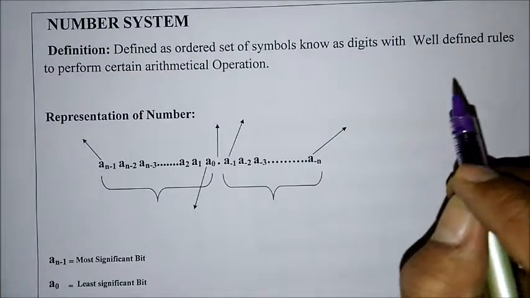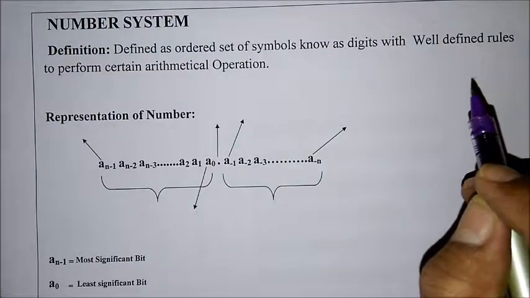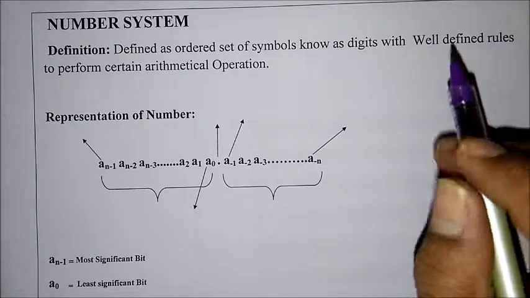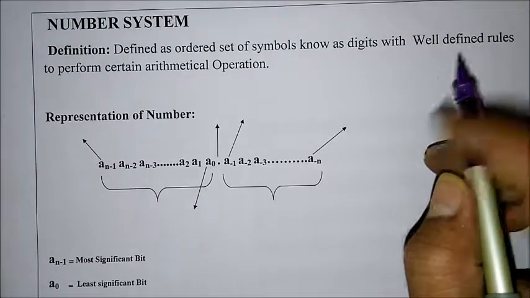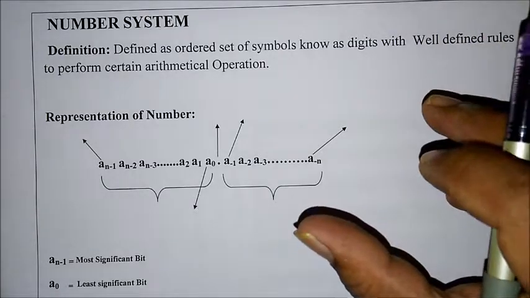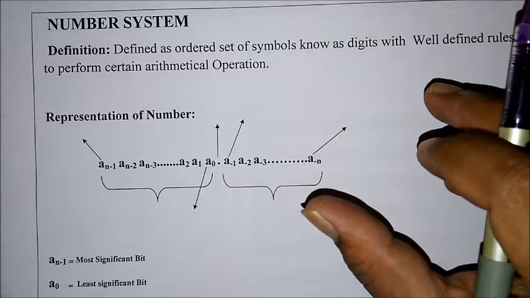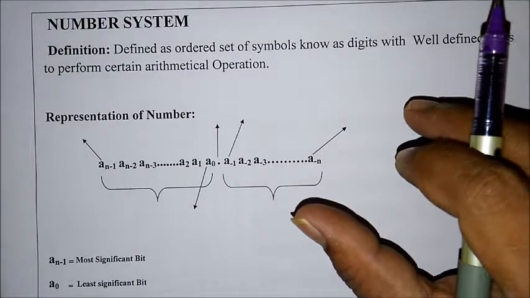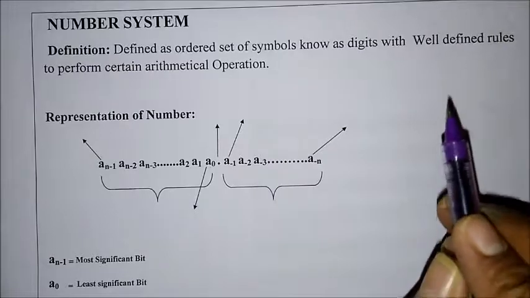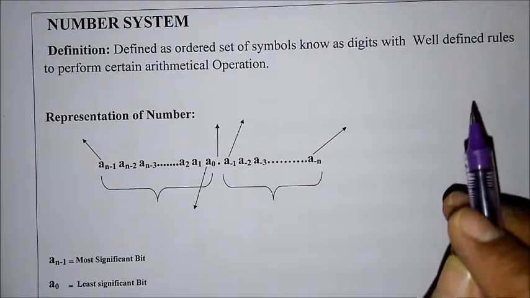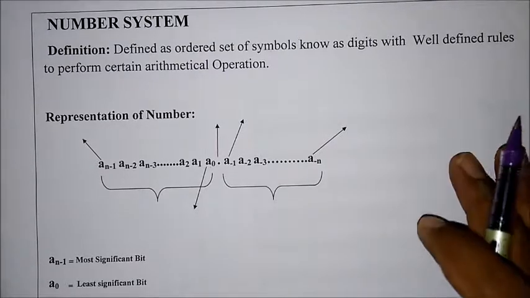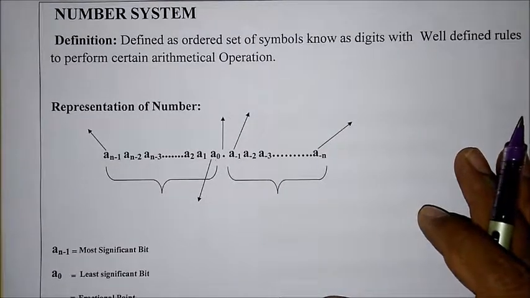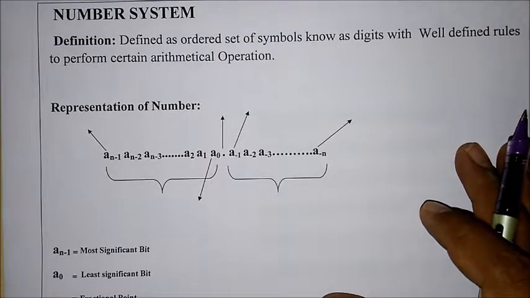That means whatever the number system we are concerned with, the numbers in that number system are called an ordered set of symbols with some defined rules. Based on these rules only, you can do the arithmetical operations. So this is how we can define a number system. Whenever we are talking about a number, the first number system which comes to our mind is the decimal number system. Before going to the decimal number system, we'll see how to represent a number.